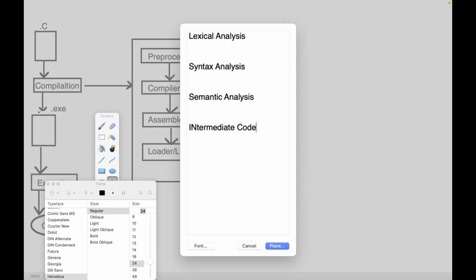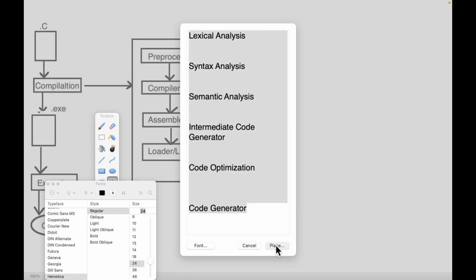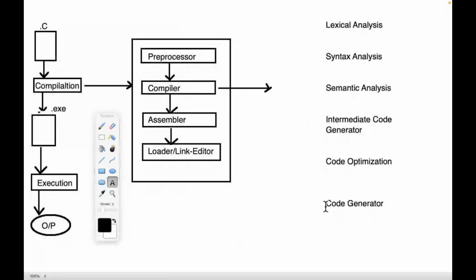Then after this, the intermediate code generator. Intermediate code generation, or the intermediate code generator. Next one is code optimization, the code optimizer. Next one is the code generation phase, the code generator. These are all the six phases we have inside the compiler. If you open the compiler, we are able to see these many phases here.